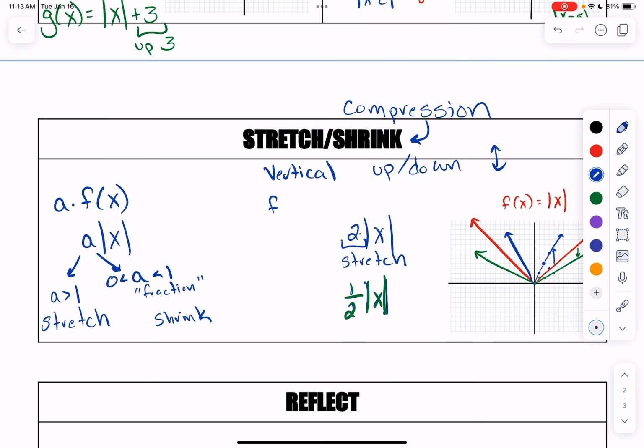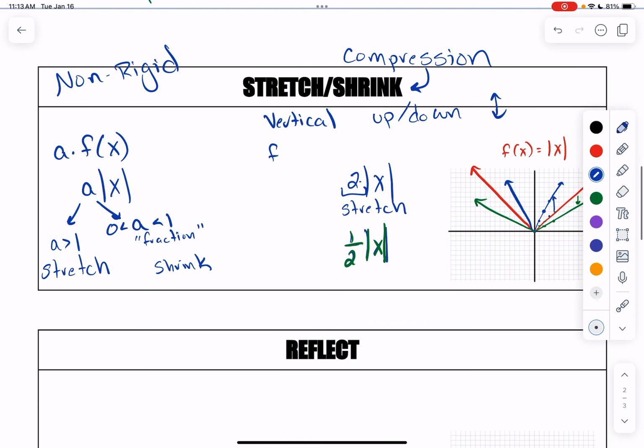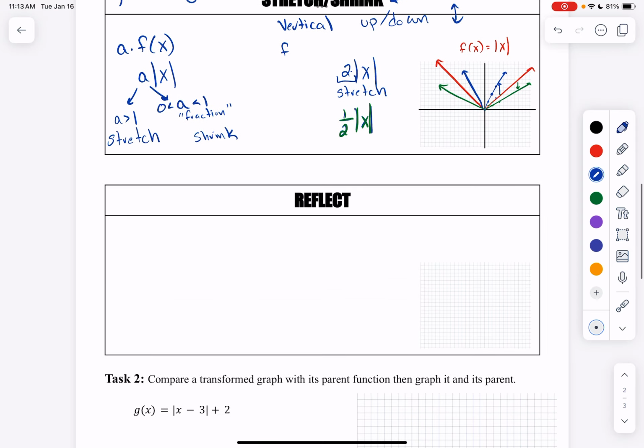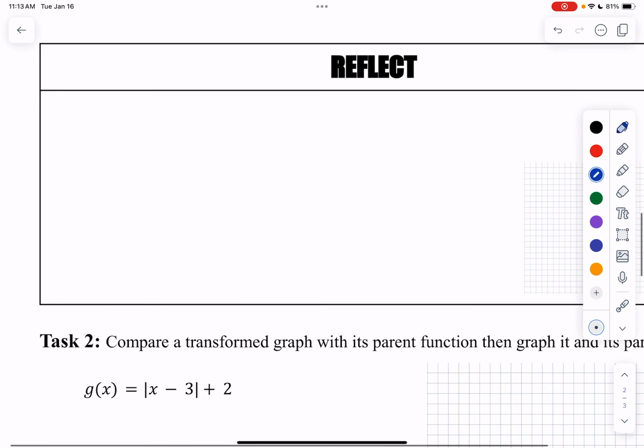So that's our stretch and shrink. This is a non-rigid transformation. The shape of the graph is changed, right? It shrinks it down, it makes it skinnier or fatter, wider or narrower, depending on how you want to describe it. Okay, the last thing we want to talk about is a reflection.